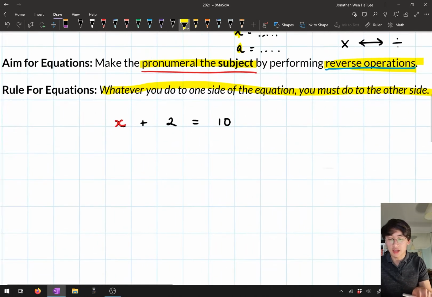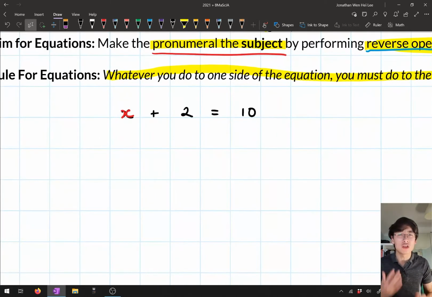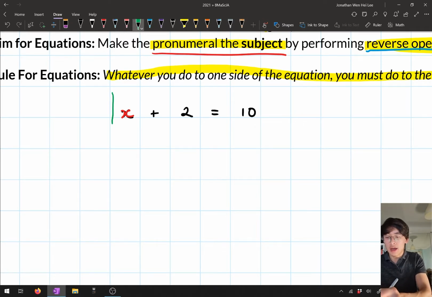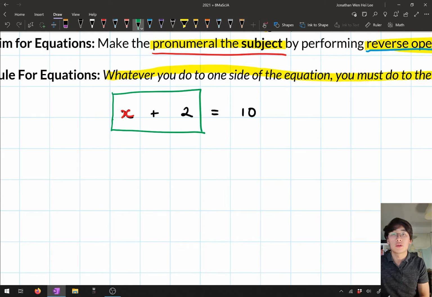So let's have a look at this example. This is the same one that we had above, where we knew the solution for x is 8. So the way that we would do this is I would have a look at this equation. I've got x plus 2 is equal to 10. Notice here on my left-hand side, I have x, the pronumeral I want to make the subject, but I've also got this plus 2 term.